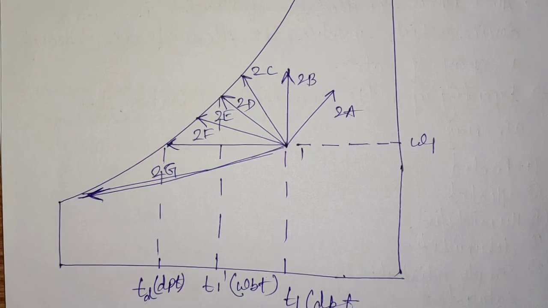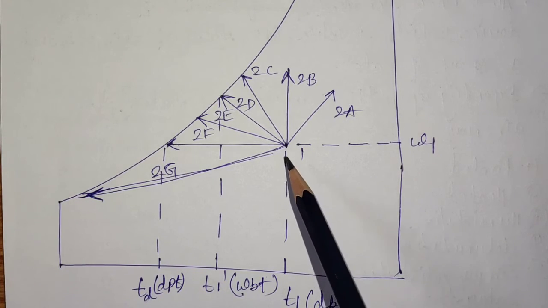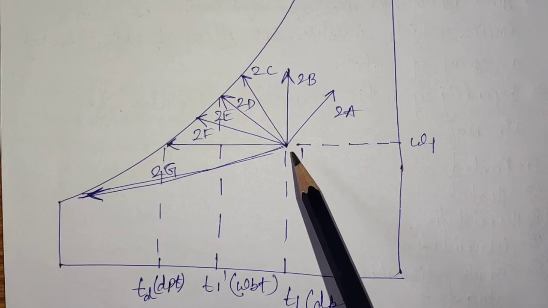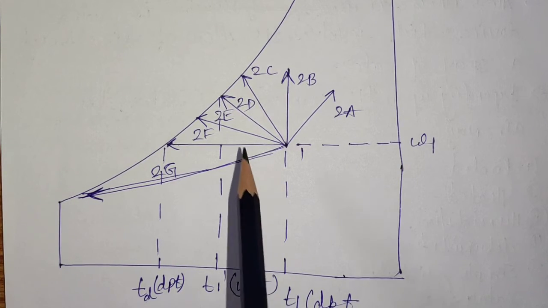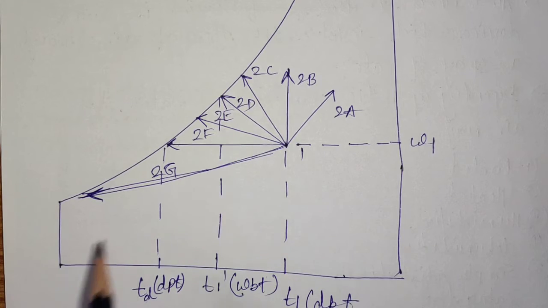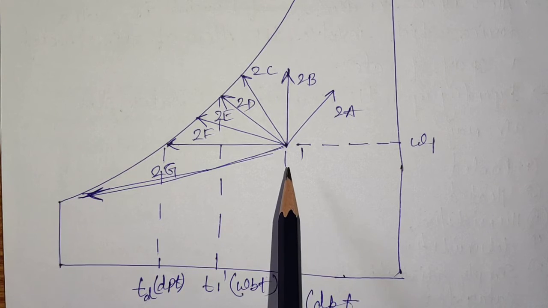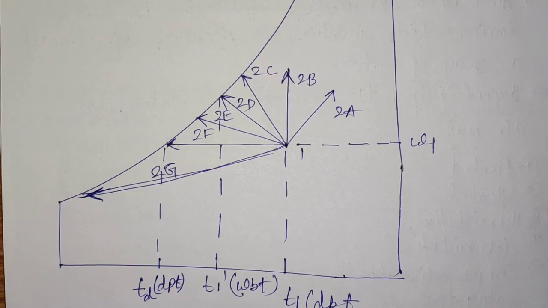Now looking at the various processes that can happen in the air washers, we will see on the hygrometric chart. Let's say state 1 is a certain state of moist air, which is actually entering through the air washer. T1 is the dry bulb temperature of the moist air, whereas T1 dash is the wet bulb temperature of the moist air, and TD is the dew point temperature of the moist air. Now the temperature of the water spray through which the air is flowing will decide what kind of process will take place.